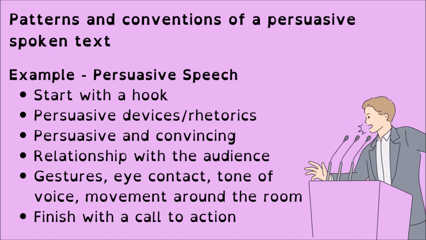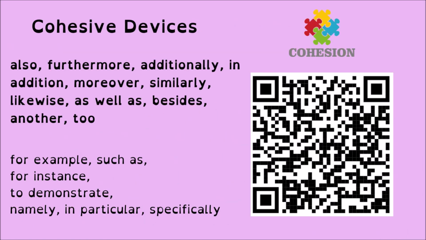Now, the conventions of a persuasive spoken text. So, for example, if you're doing a speech, some of the conventions of a speech are starting with an engaging hook, using persuasive devices and rhetorics. You have to be persuasive and convincing. You have to develop and maintain that relationship with the audience. You have to use verbal and non-verbal forms of communication, such as gestures, eye contact, tone of voice, movement around the room, etc. We're going to talk more about that in textual features, and then finishing with a call to action to motivate your audience to do something.